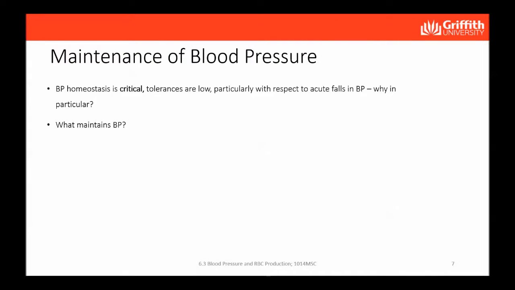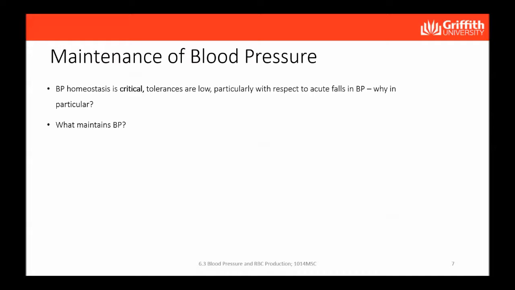Blood pressure homeostasis is crucial because the tolerances are very low, particularly with respect to acute falls in blood pressure. This is because a sudden drop in the blood pressure can deprive the brain of adequate blood supply, and therefore oxygen, leading to lightheadedness or loss of consciousness. Sudden drops in blood pressure are most common in early mornings when people stand upright from their lying position.